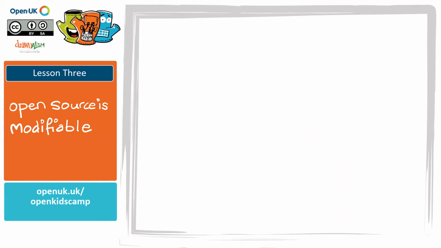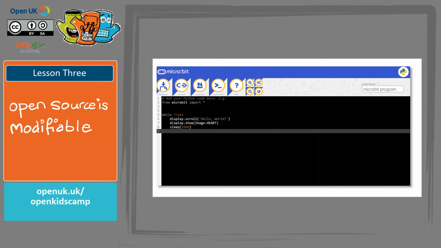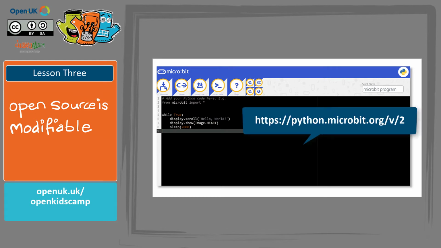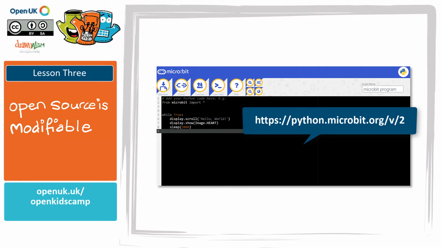Welcome back. Now, if you've never used Python before, not to worry. We'll be creating a really similar program to what we just made in the MakeCode editor, but in Python. The aim in this lesson is to just introduce you to what Python looks like. We're going to want you to head to https://python.microbit.org/v/2. The editor should look like this.